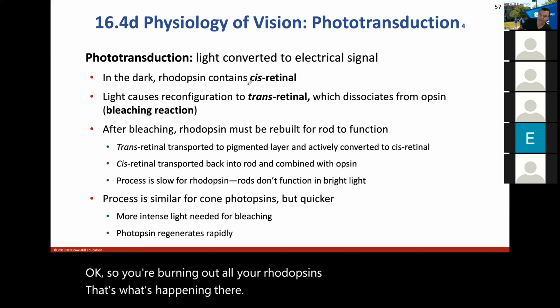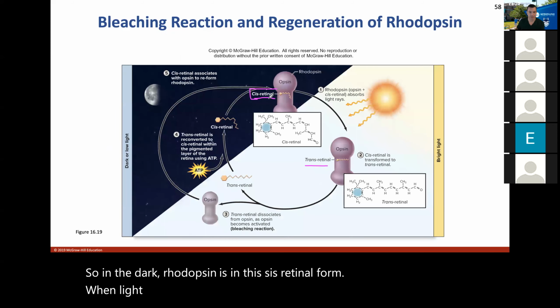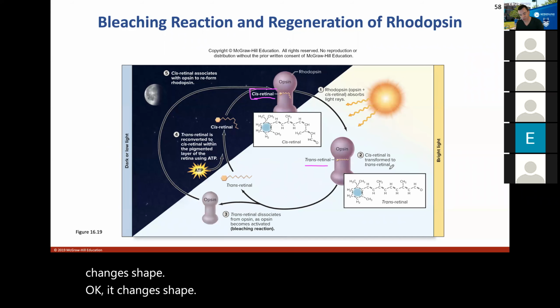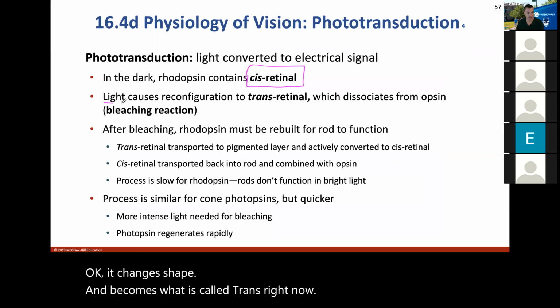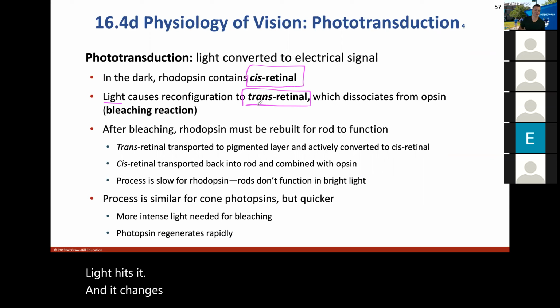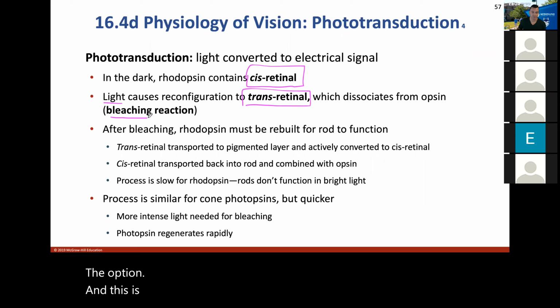So in the dark, rhodopsin is in the cis retinol form. When light hits it, as you can see right here, it changes shape and becomes what is called trans retinol. It reconfigures. When it becomes this trans retinol, it actually detaches from the protein structure, the opsin. And this is what's called bleaching.